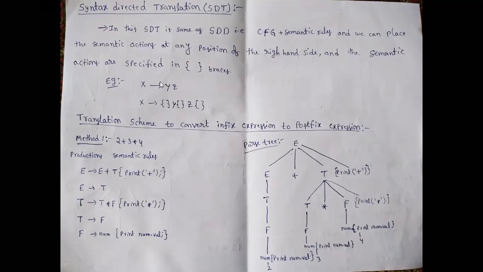This is the production, and we are using syntax directed translation. For X produces Y Z, we can perform the semantic action at one position, or at another position, or at the end of the production. Anywhere we want, we can perform the semantic action, and the semantic action is represented using curly brackets.